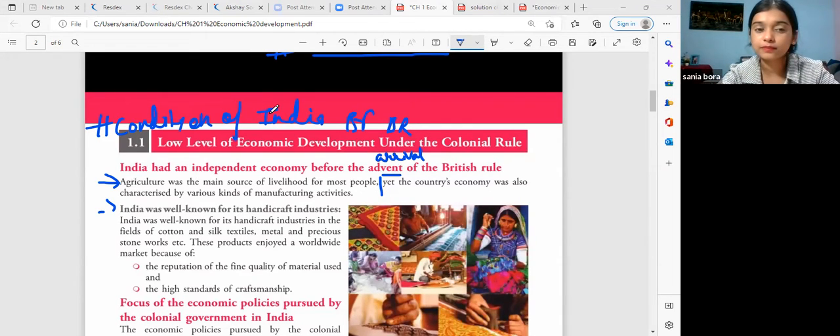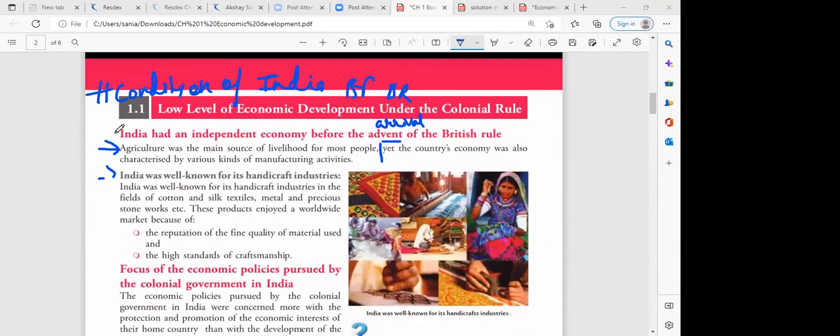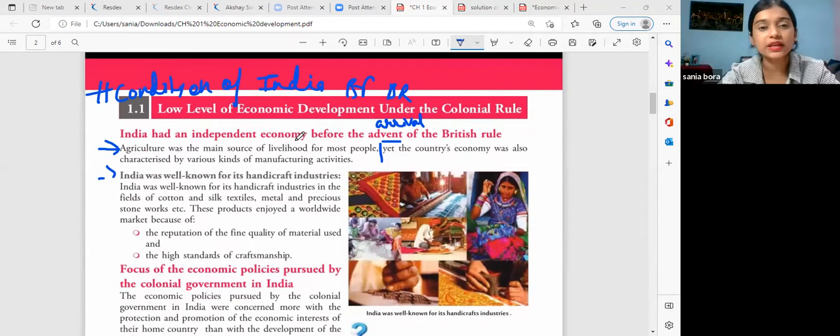Done? Heading is done? Yes, teacher. Then you will write 3 points. First point, India had an independent economy. Second, agriculture was the main source of livelihood for most of the people. Third, India was well known for its handicraft industry. These are the 3 points you have to write.